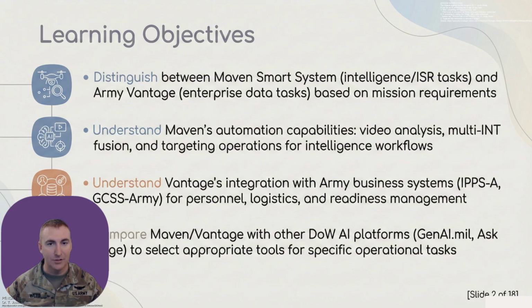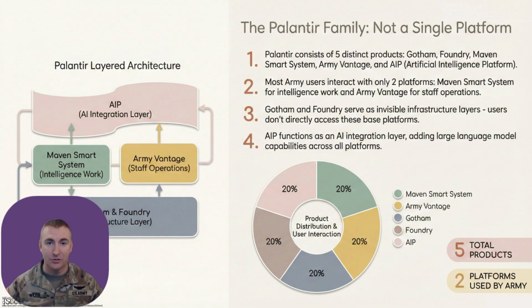Third, understand Vantage's integration with Army business systems like IPPS-A and GCSS-Army for personnel, logistics, and readiness management. Fourth, compare Maven and Vantage with other DoW AI platforms, including GenAI.mil and Ask Sage, to select appropriate tools for specific operational tasks. What keeps staff officers confused?